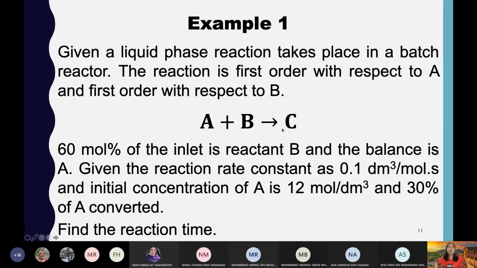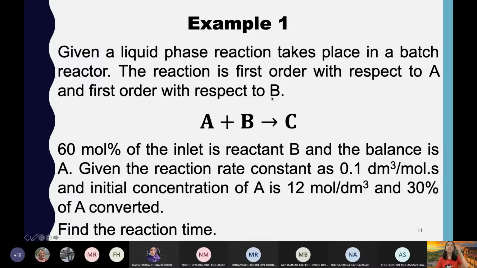Okay, so now let us try one question first for batch reactor. Let's do an easy question first. It says, given a liquid phase reaction takes place in a batch reactor. So take note, by chapter 4 you must understand that the information about the reactor is important. If it says batch and you misread it and look at the PFR equation, that's wrong. If you look at the CSTR equation, that's wrong. At the very first stage, you have got the entire question wrong if you look at the wrong reactor.